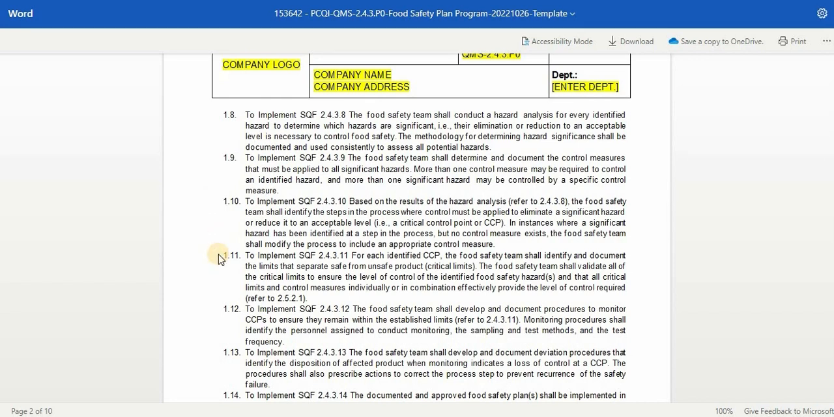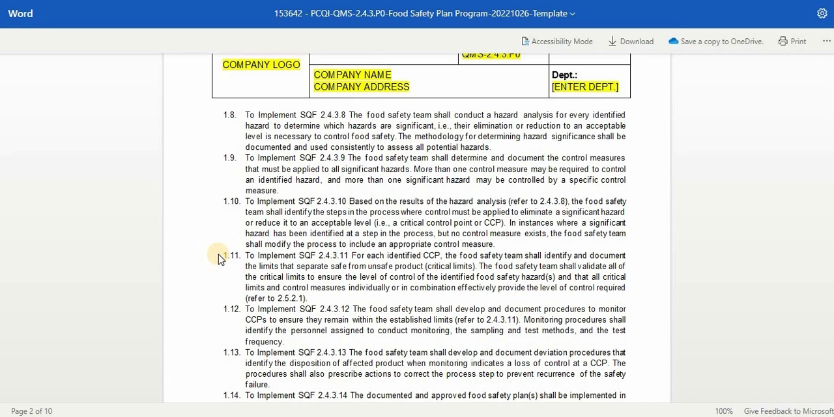11th, to implement SQF 2.4.3.11, for each identified CCP, or critical control point, the food safety team shall identify and document the limits that separate safe from unsafe product. The food safety team shall validate all of the critical limits to ensure the level of control of the identified food safety hazards, and that all critical limits and control measures individually or in combination effectively provide the level of control required.